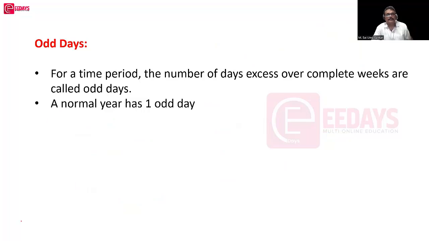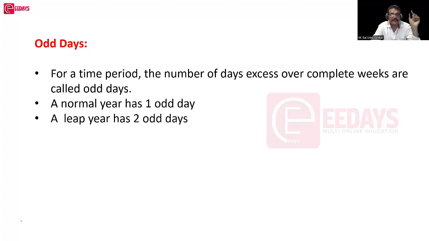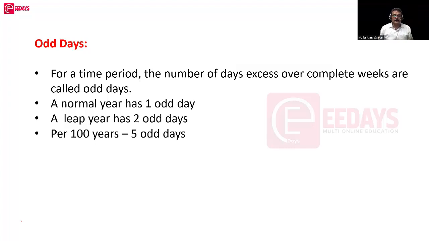Example, here a normal year has 1 odd day. Why? Because a normal year has 365 days. And next, a leap year has 2 odd days. Why? Because a leap year has 366 days. Okay. Next, for every 100 years, 5 odd days.